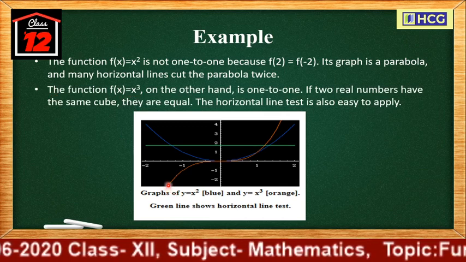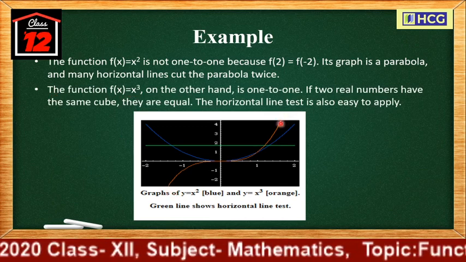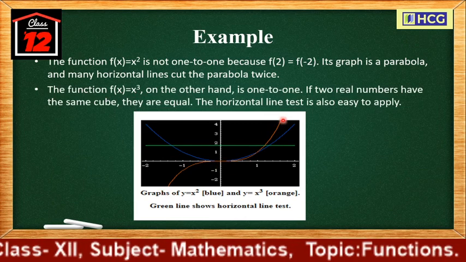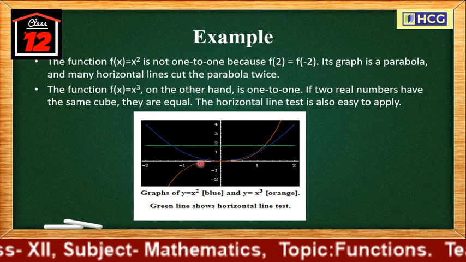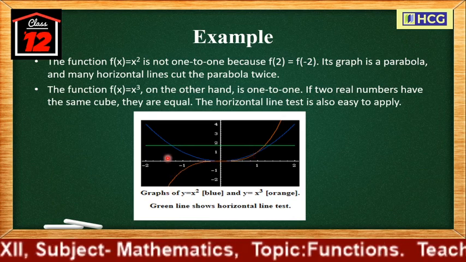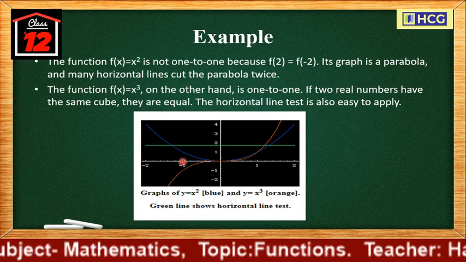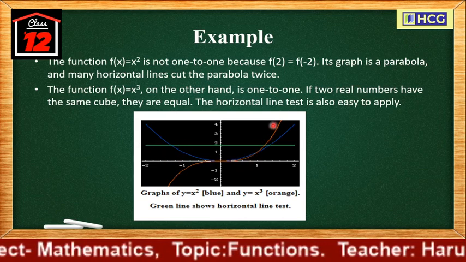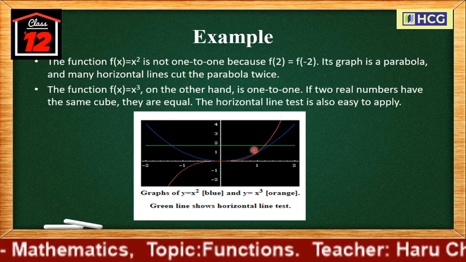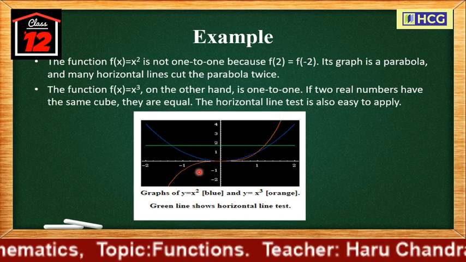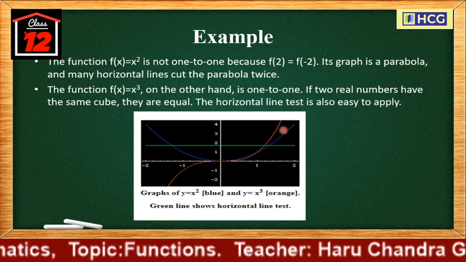Now the graph of f(x) equals x cube. The orange line is the graph of the function f(x) equals x cube. Any horizontal line does not cut the graph y equals x square more than once. So therefore y equals x square is a one-to-one function.